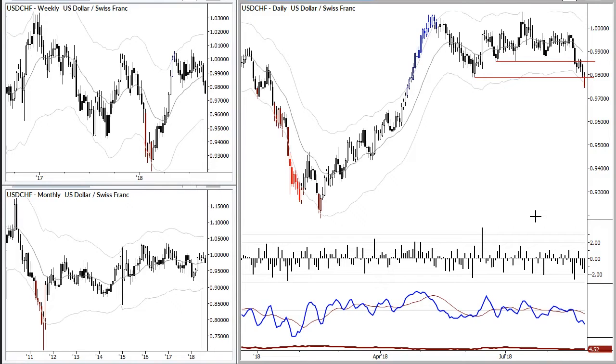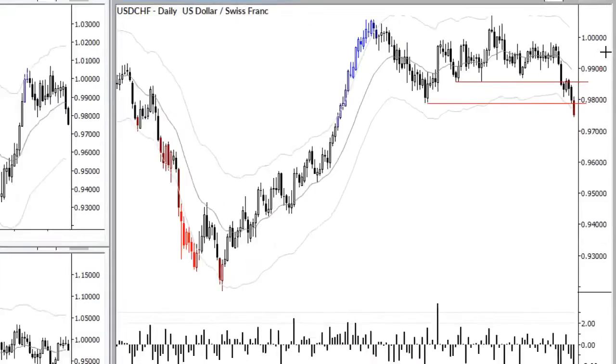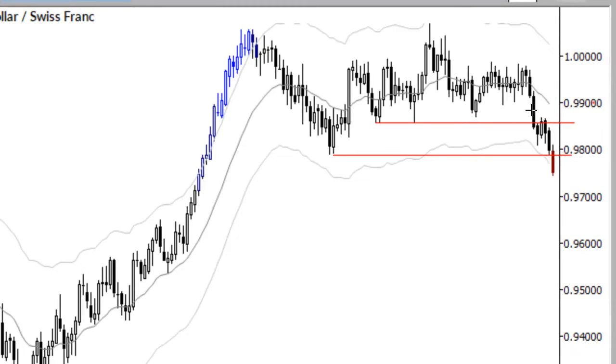But what you see here is, we've had a market that's been in some kind of range, and then we have some new downside momentum.